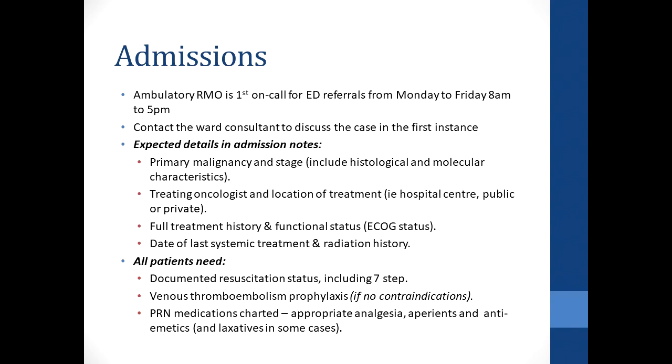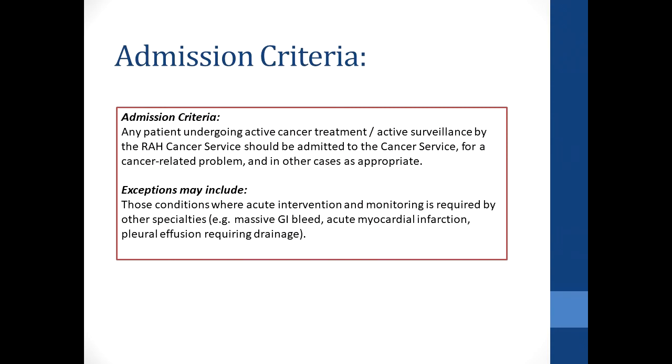All patients need to have documented resuscitation status, including the 7-step pathways. They need to have VTE prophylaxis if no contraindication, and PRN medications charted for pain, aperients, antiemetics, and laxatives in some cases. The admission criteria: any patients undergoing active cancer therapy or active surveillance by the cancer unit should be admitted to the cancer services for a cancer-related problem, and in other cases as appropriate.